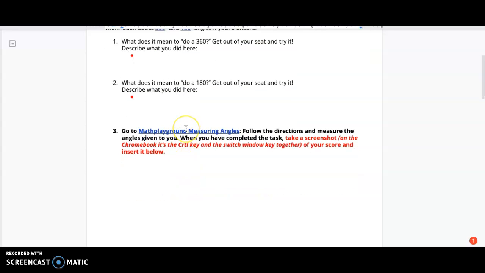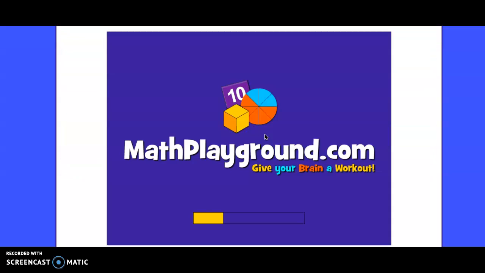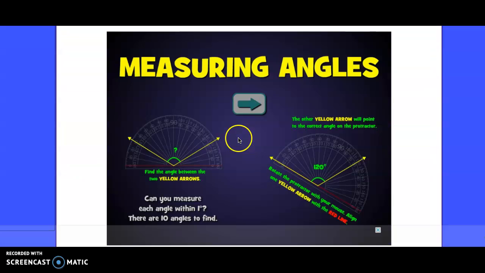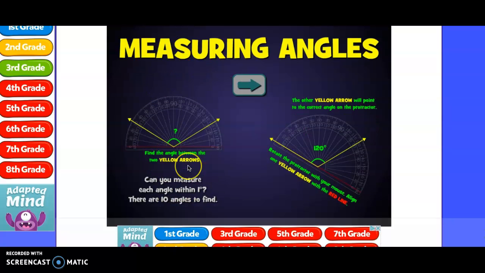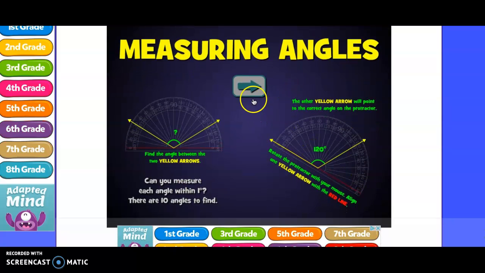Then you're going to go to Math Playground and do some measuring angles. Now, I'm going to add in here, you want to get 5 out of 6 correct or more. If not, go back and start over. This is going to give you a lot of problems and just keep going, so there really is no end. But there are a lot of different sample problems. When this loads, they tell you how to measure an angle, and then they tell you how to move it.